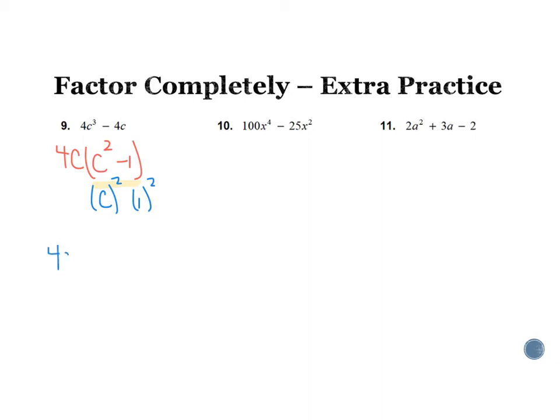So your 4c is going to hang out front. Differences of squares factor into a plus b and a minus b, so you have c plus 1 and c minus 1. I'm sorry, my stylus doesn't work really well. And that one is factored completely. What you have here cannot be factored anymore. Why don't you pause and see if you can do 10, because it's really like 9.